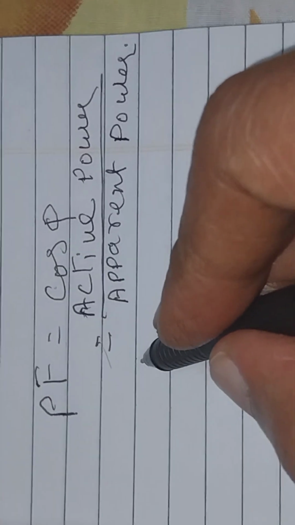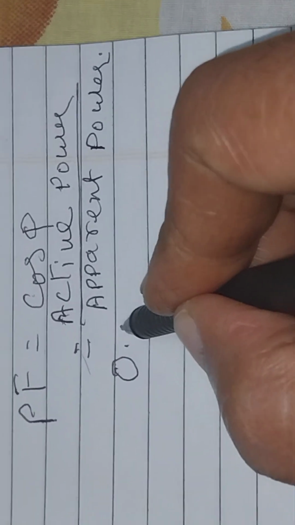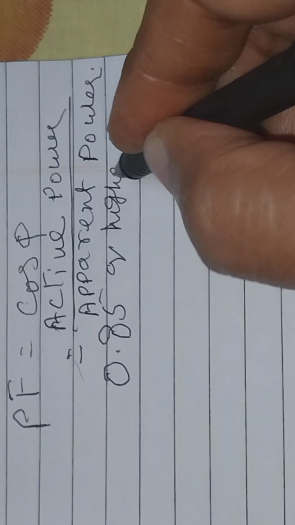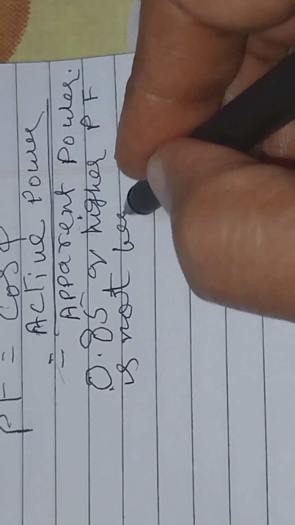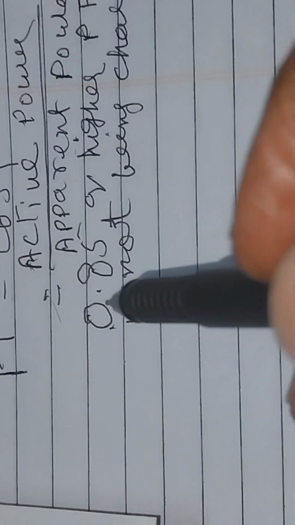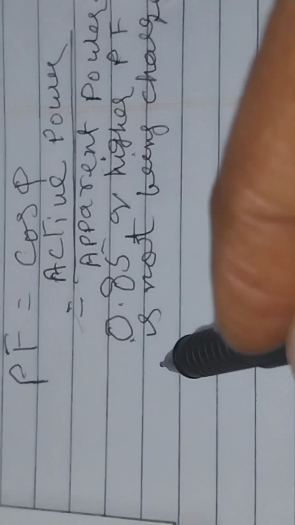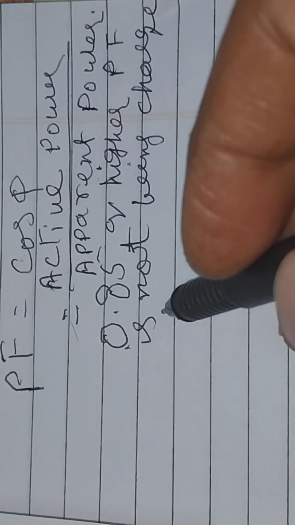Normally in India, most companies do not charge for a power factor of 0.85 or higher. But if the power factor falls below 0.85, for each fall of 0.01, 1% of the amount of the bill, including demand charges and consumption charges, is charged.